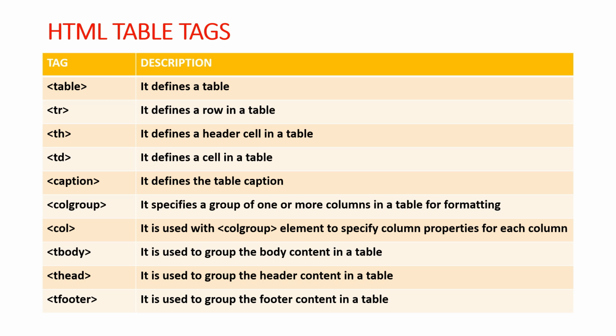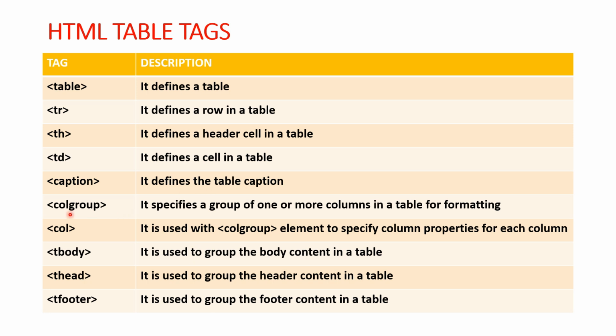Let's see about the HTML table tags. The table tag is used to define a table, and the tr tag is used to define the row in a table. Next, the th tag is used to define the header cell in a table, and the td tag is used to define a cell in the table, and the caption tag is used to define the table caption.